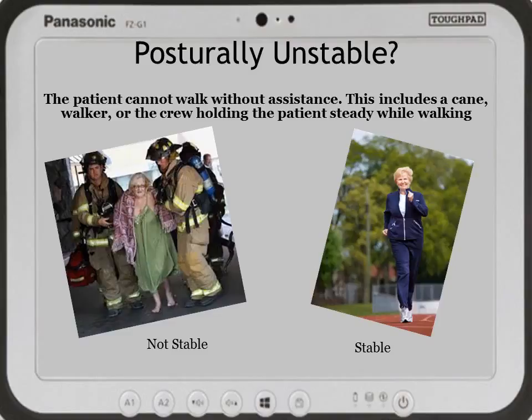Posturally unstable. The patient cannot walk without assistance. This includes use of a cane, walker, or the crew holding the patient steady while walking. In the pictures below, the elderly female having two firemen assist her is someone who is posturally unstable. The female walking around a jogging track would be stable.